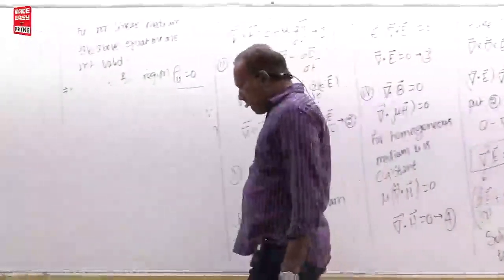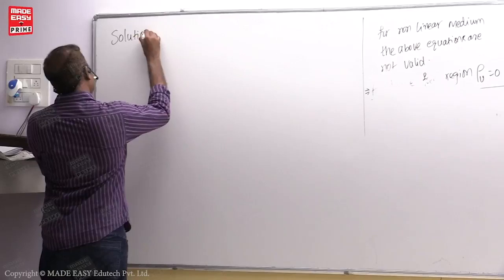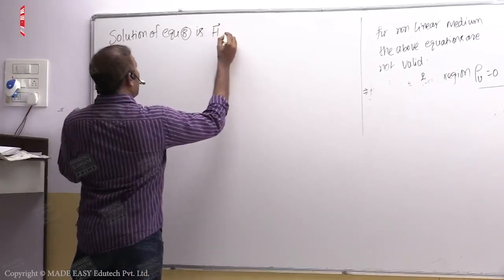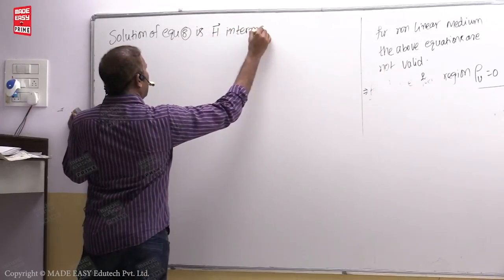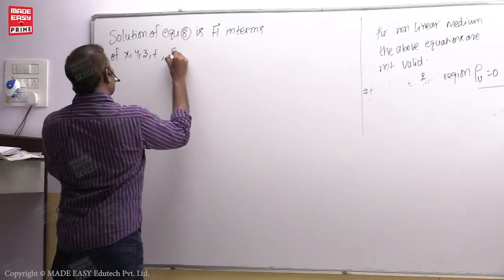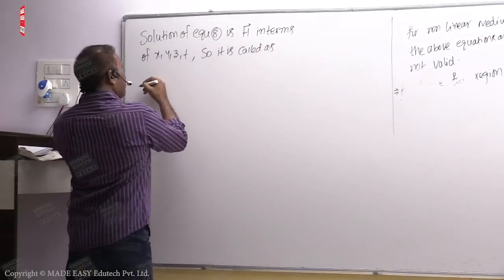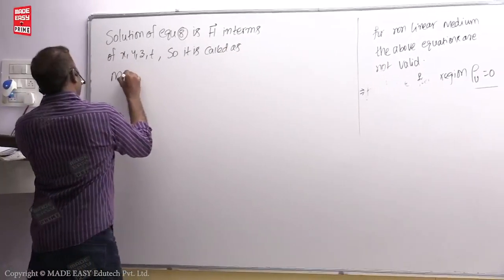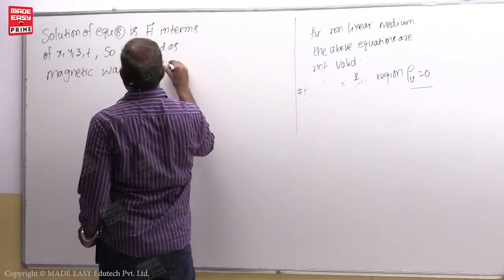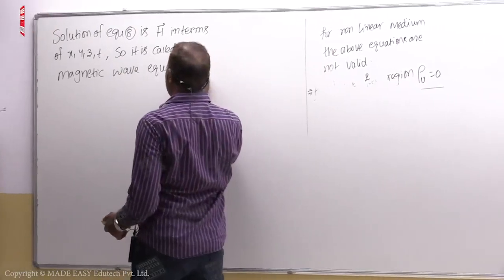So students, the solution of equation 8 is H bar in terms of x, y, z, t. So it is called the magnetic wave equation. That means this H bar is the magnetic field for the wave, that means the electromagnetic wave. That is why it is called the magnetic wave equation.